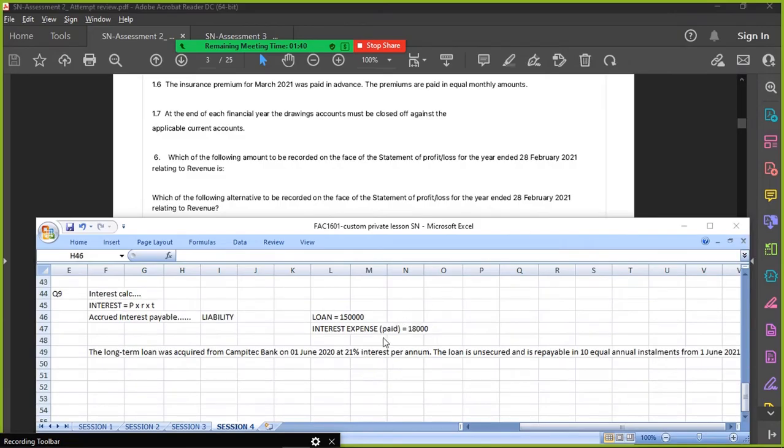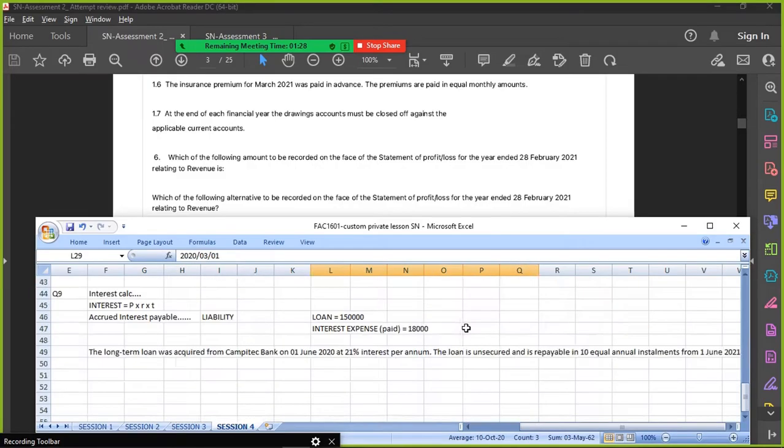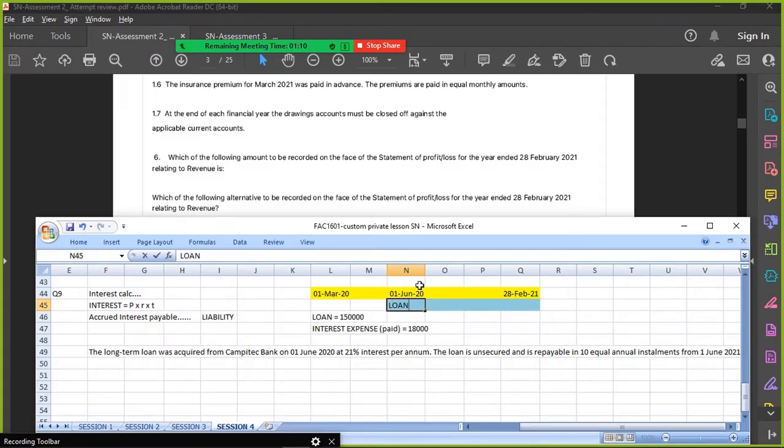So this is an interest rate of 21%. When was the loan acquired? On the 1st of June. So again, you need that little timeline. I'm just going to copy paste this. All right, so we acquired the loan on the 1st of June. That's during the year, so it's a pro rata scenario, 2020. So how many months is that? June to Feb: June, July, August, September, October, November, December, January, February. I'm counting 9 months. Do you count the same? Yeah.